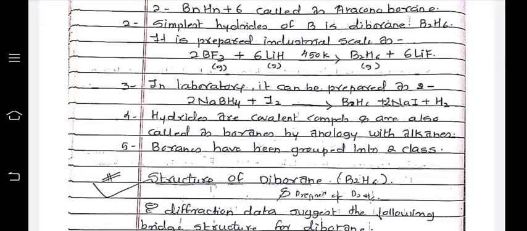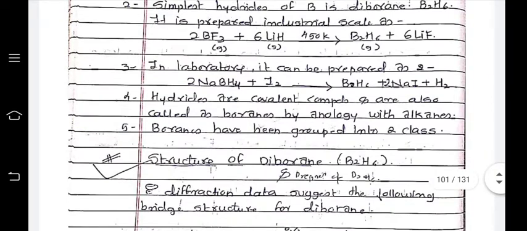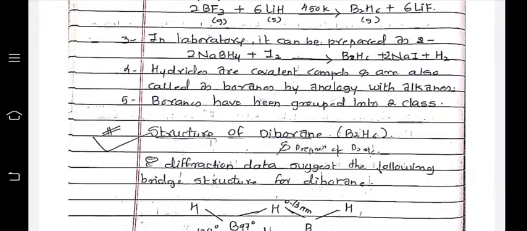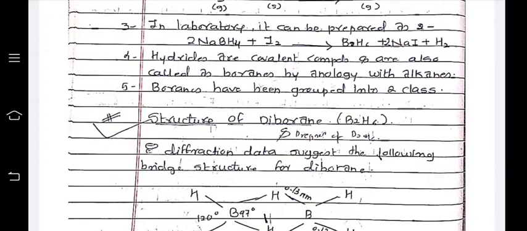It is prepared on an industrial scale as 2BF3 gaseous plus 6LiH solid at 450 Kelvin gives B2H6 gas plus 6LiF. In the laboratory, it can be prepared as 2NaBH4 plus I2 gives B2H6 plus 2NaI plus H2.